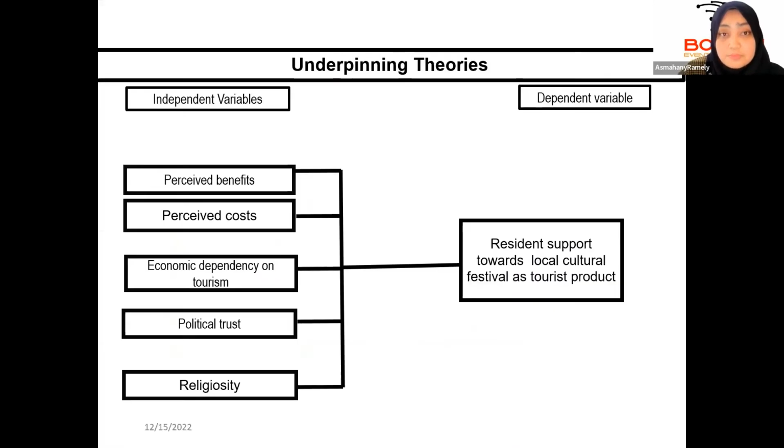Okay, so in my study, as you can see, this is a very simple framework. I only have one dependent variable, DV, and I have a dimension that influences the formation of resident support.